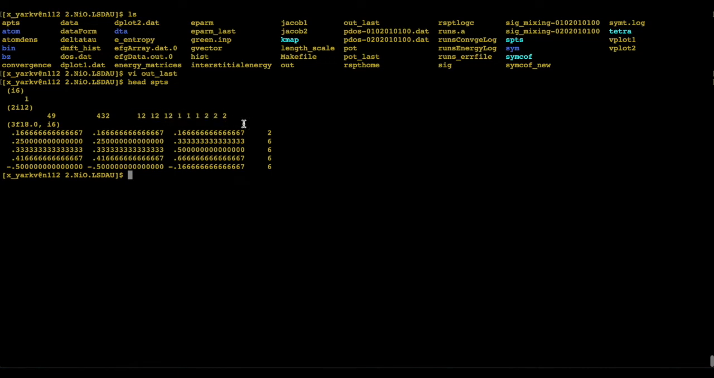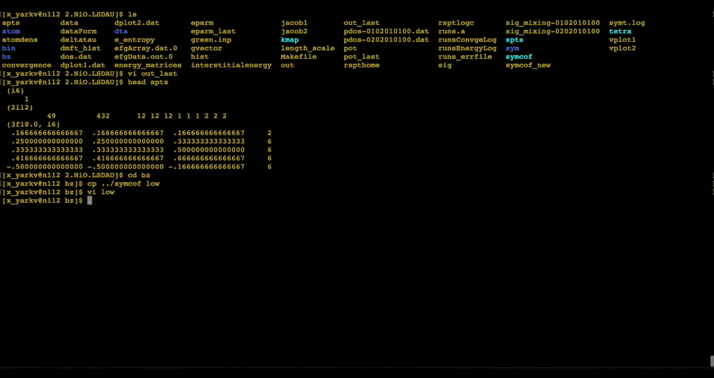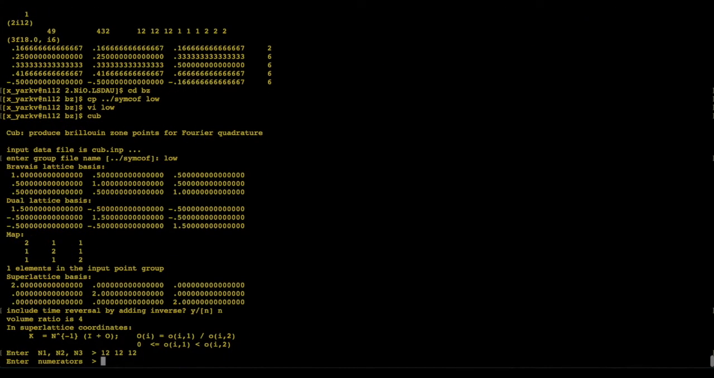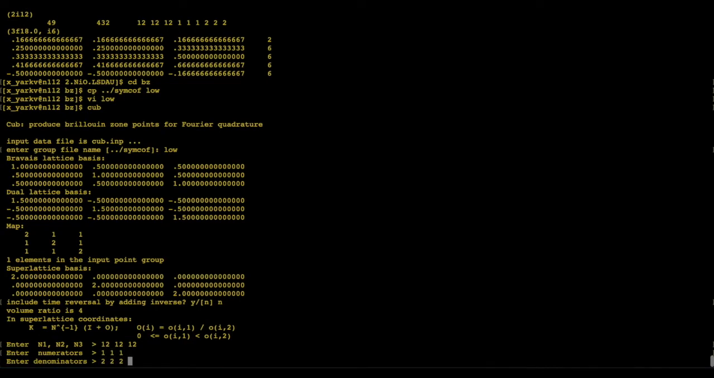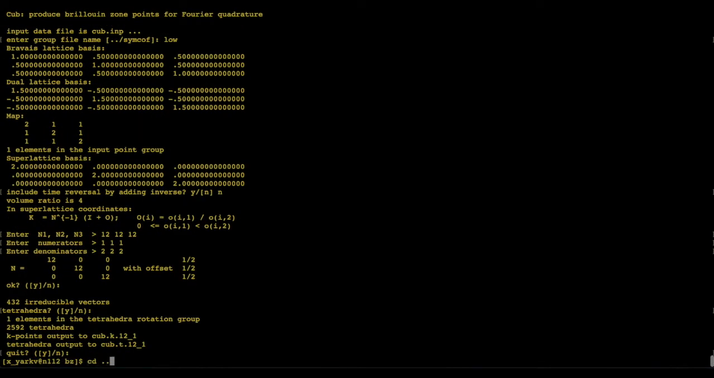We go to the BZ directory and copy the simconf file. Now we call this file low, with only one symmetry operation, and we regenerate the k-mesh, 12 times 12 times 12, and we use a shift of 1/2, 1/2, 1/2. Okay, then we link it to the calculation.